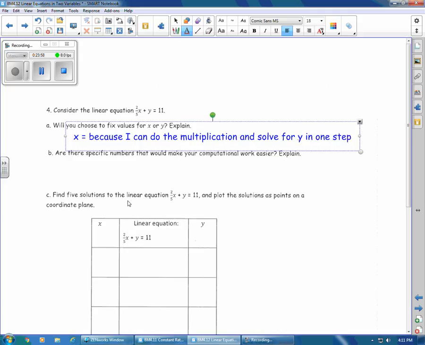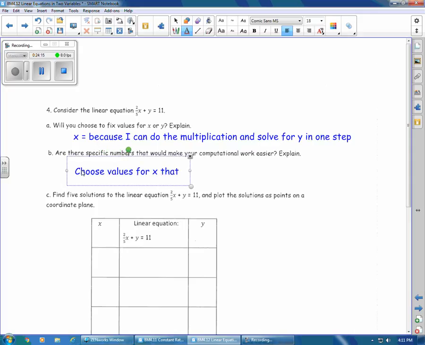Okay, so I kind of hinted to this. Are there specific numbers that will make my computational work easier? Because again, we like easy math. Yes, I can choose values for x that are multiples of the denominator. Why? Because if I multiply by multiples of the denominator, I will remove the fraction.